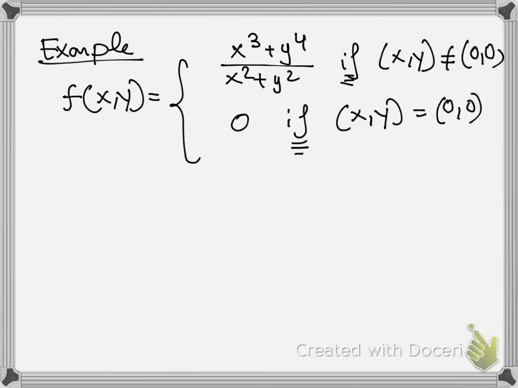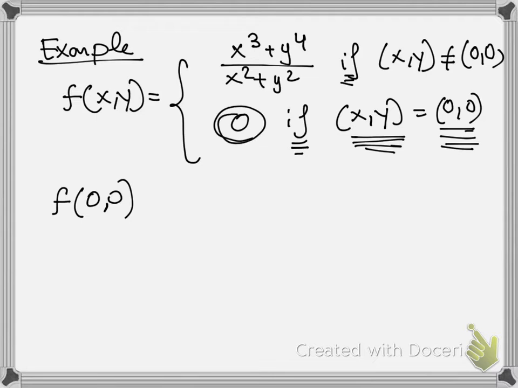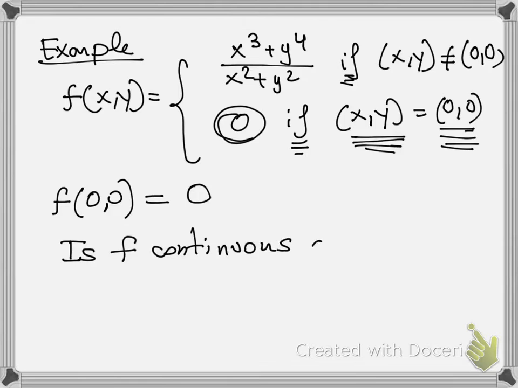So here, what I'm saying, guys, is, what will be f of 0, 0? If (x, y) is equal to (0, 0), the origin, then this is the image. So f of 0, 0 is 0. We know that f of 0, 0 is equal to 0. Now the question is, is f continuous at 0, 0?